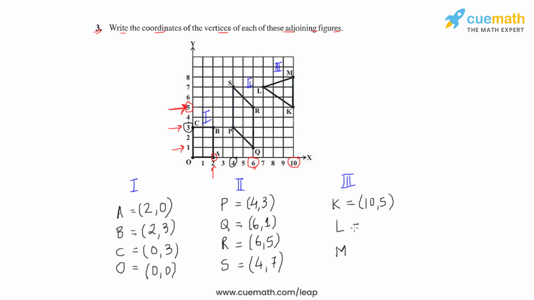Moving on to the next vertex of the triangle in the adjoining figure 3. So the vertex L represents this point on the x-axis and this point on the y-axis. So the value of coordinate would be 7 and 7 for the vertex L. For M, again, if we observe the position of M, we see that it is represented by this point on the x-axis and this point on the y-axis. Hence, the coordinate of M would be 10 and 8.